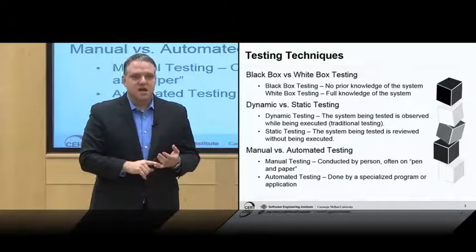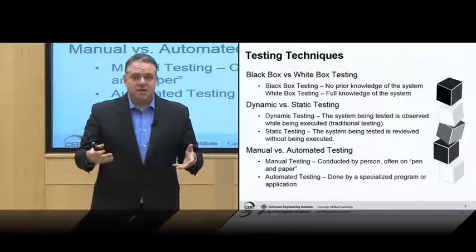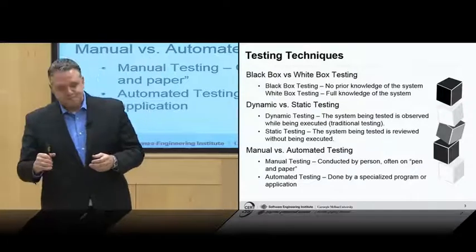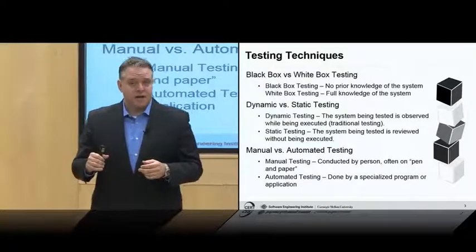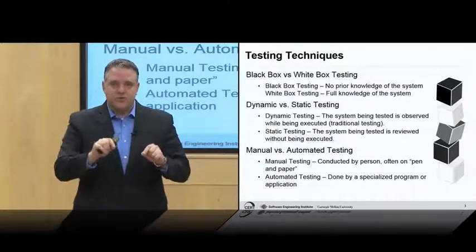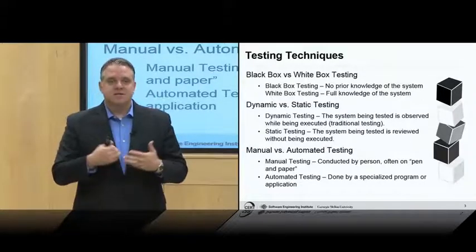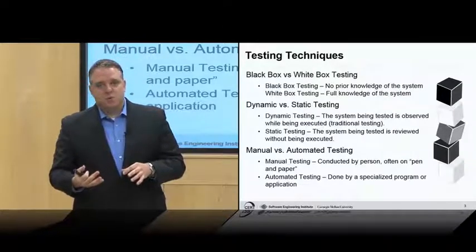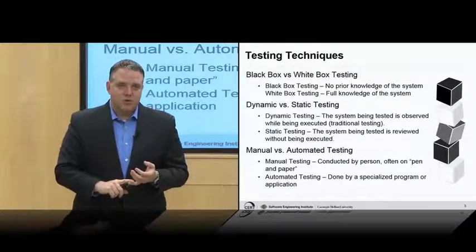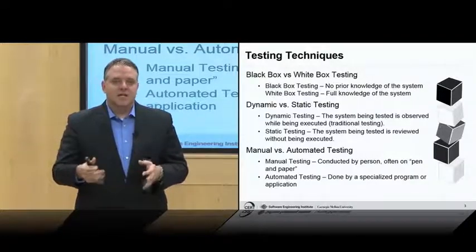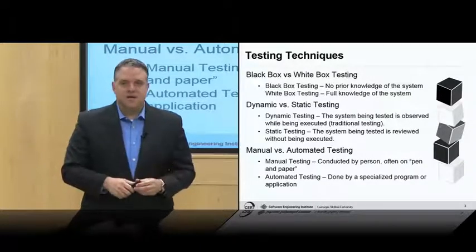There's also manual versus automated testing. Manual testing is the idea that you've got somebody who's manually going through the source code, typically with pen and paper or maybe keyboard and screen, and going through the code line by line to see what could be wrong with it. There are automated tests as well that you can run, specialized programs to do code reviews, or fuzzers that will actually go through and do automated testing.